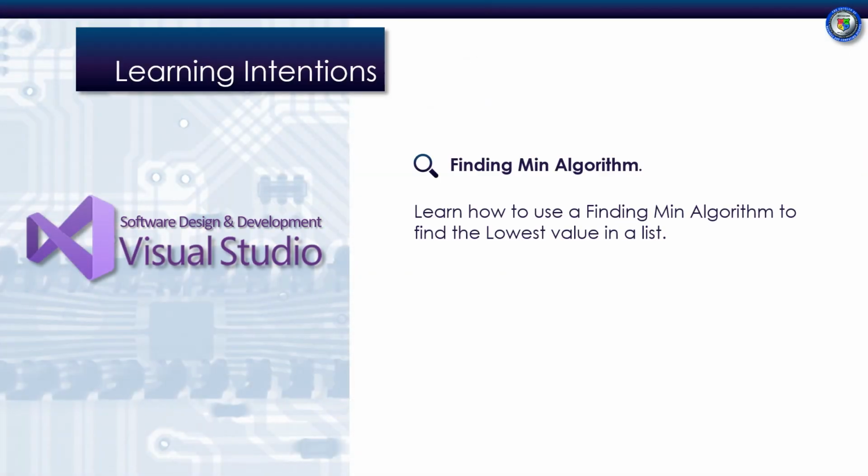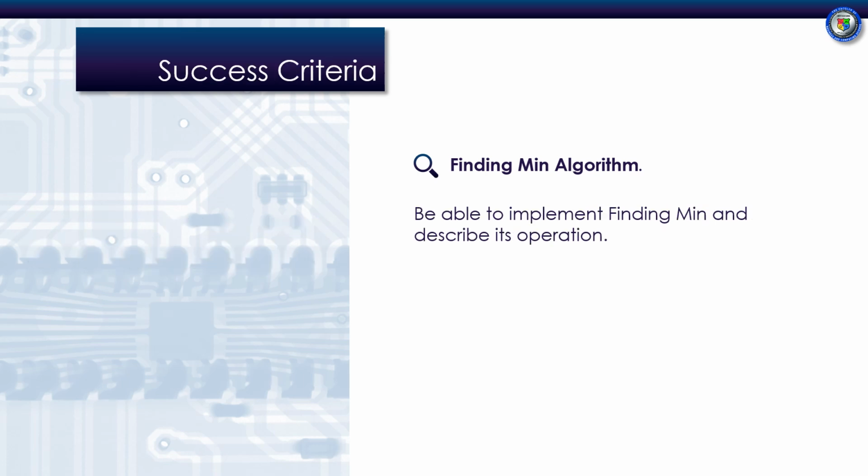Our learning intentions are as follows. We'll learn how to use the finding min algorithm to find the lowest value in a list or an array. And as always, we have some success criteria. We will be able to implement the finding min algorithm and describe its operation.